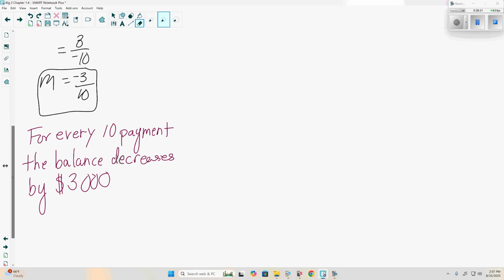So we're saying after 10 months, 10 payments, you've paid off $3,000. For every 10 payments, you're paying $3,000 off. So this here is our interpretation for the slope.